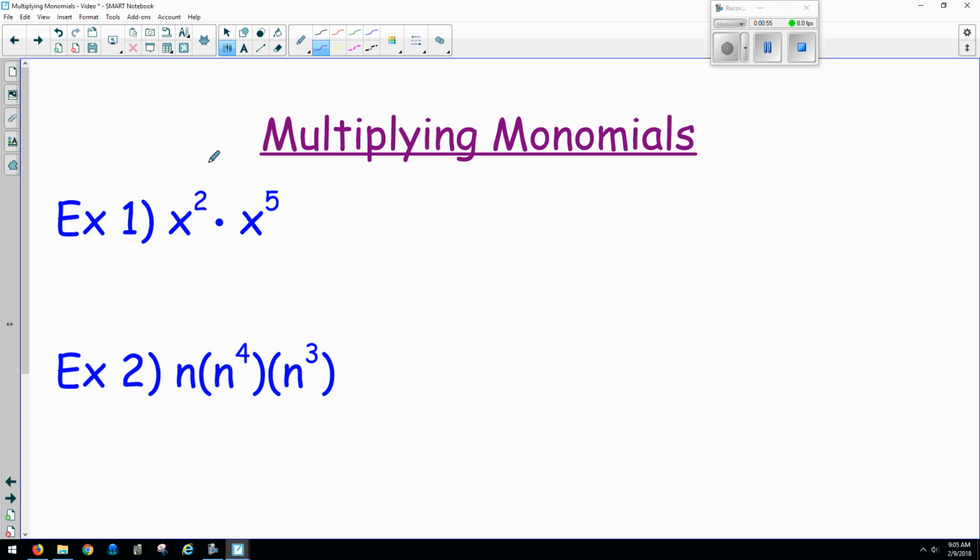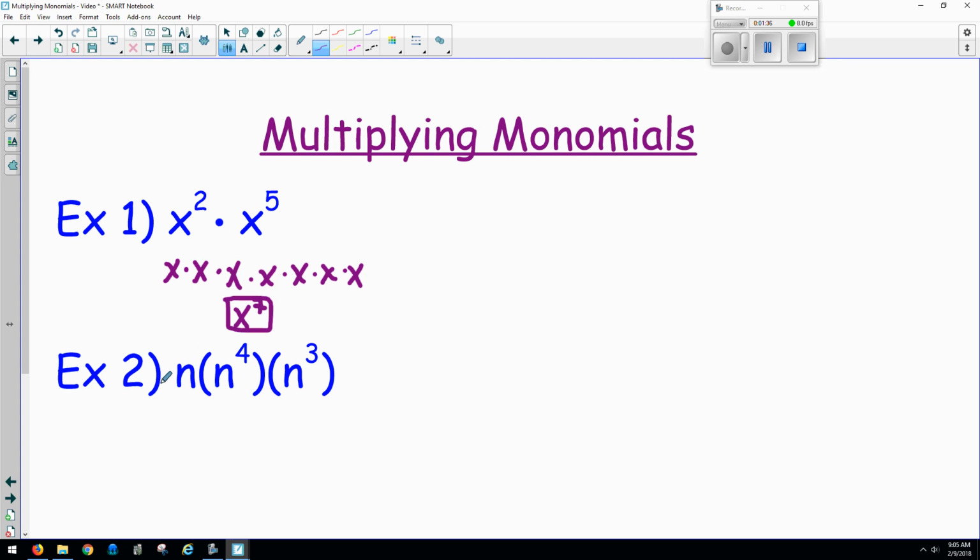So we're going to start today by talking about multiplying monomials. Taking a look at the first example here, I have x squared times x to the 5th power. I'm going to start by just writing all of these out. So x squared is really x times x. I'm going to bring this multiplication sign down, and x to the 5th is really x times x times x times x times x. So we're just going to write it all out and count the number of x's I have here. 1, 2, 3, 4, 5, 6, 7. So I'm multiplying 7 x's together. That's going to give me x to the 7th power.